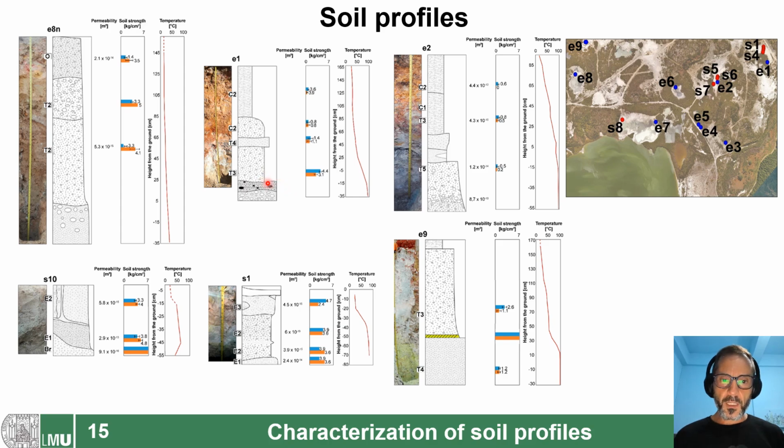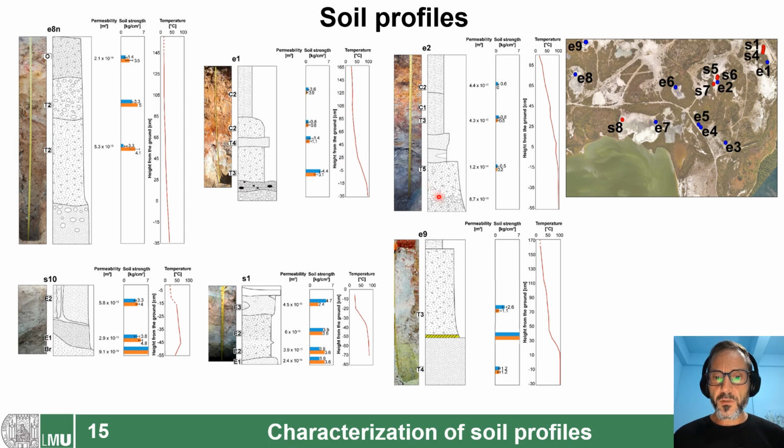If we look at this profile E1 and E2, for example T3, again we don't have a permeability value, but from the textures and the temperature profile we could infer that the T3 layer and T4 might have a decently high permeability, allowing the hot fluids to rise closer to the surface.